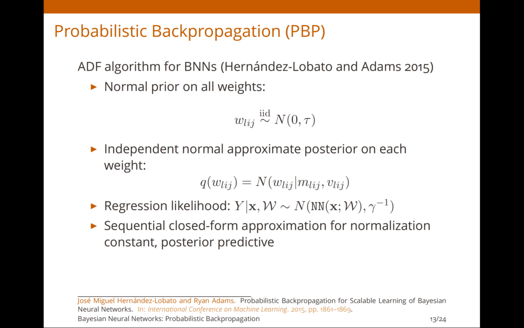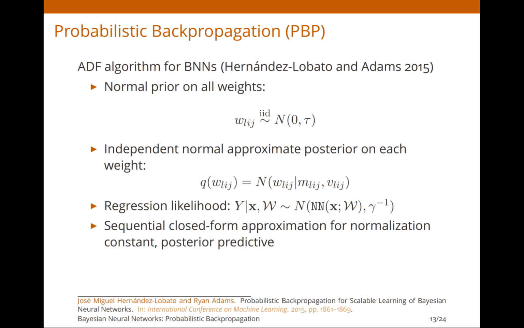And the particular model looks something like this, where my prior on all my weights is an independent normal. My approximate posterior on each weight is an independent normal distribution. So I'm going to learn a mean and a variance for each weight. And then I'm only going to talk about regression. That's what they talked about in their paper, but we'll talk more later.